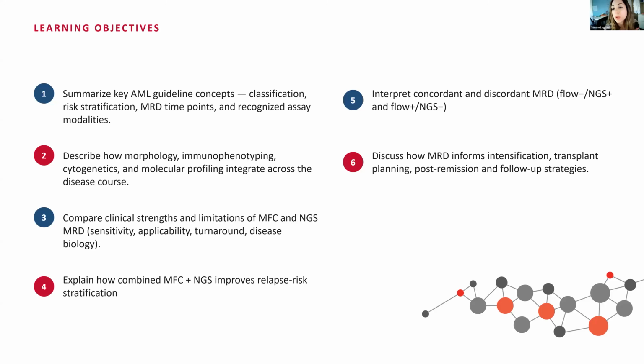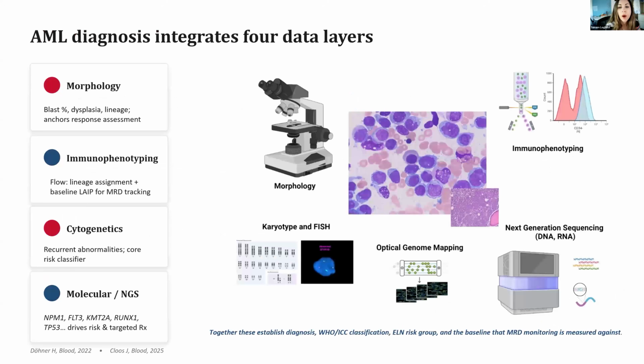We'll show you some examples of discordant and concordant MRD results by flow cytometry and next generation sequencing and what those mean in routine practice. And then we're going to discuss how MRD informs treatment decisions, both treatment intensification and transplant planning, and then post-remission maintenance therapies.